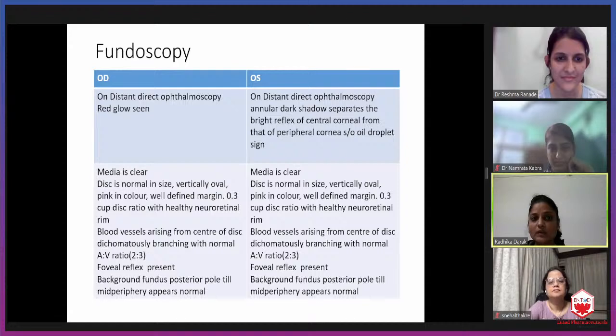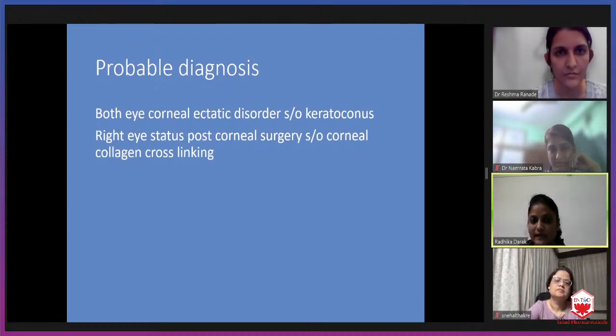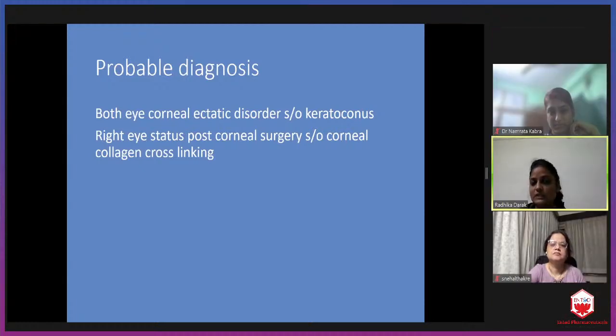On distant direct ophthalmoscopy, in the right eye red glow is seen, and in the left eye an annular dark shadow separates the bright reflex of the central cornea from that of the peripheral cornea, which is suggestive of the oil droplet sign. Fundus of both eyes within normal limits. My probable diagnosis: both eye corneal ectatic disorder, suggestive of keratoconus; right eye status post corneal surgery, suggestive of corneal collagen cross-linking.